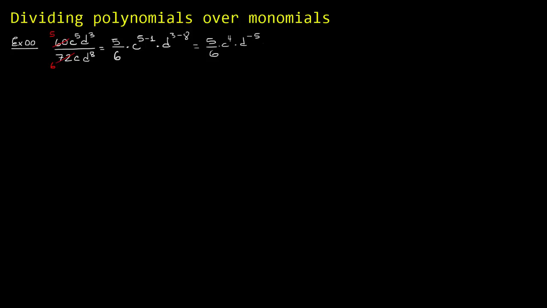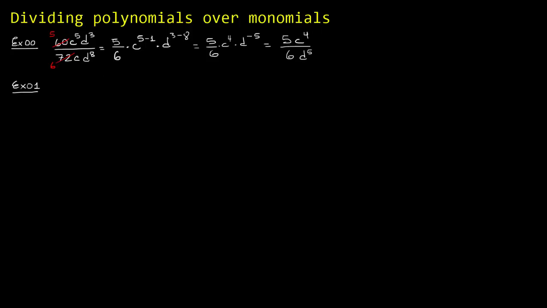Now this negative 5 is not good enough to leave like this, because we must leave all exponents as positive numbers. So at the end we've got this written as 5 times C to the 4th over 6 times D raised to the 5th. And so far that's pretty much what we've been doing previously. Now the thing we're going to start doing for this topic is expand this idea of simplifying monomials over monomials, but now for larger cases.